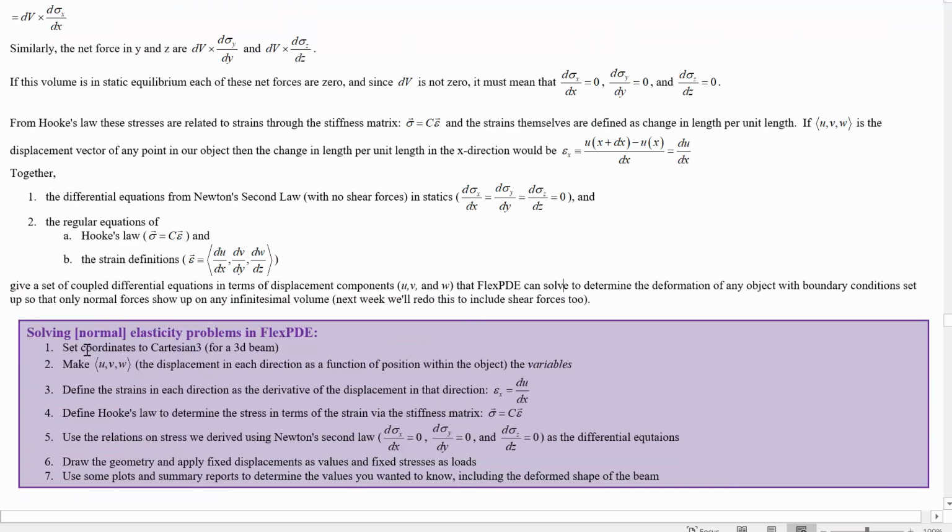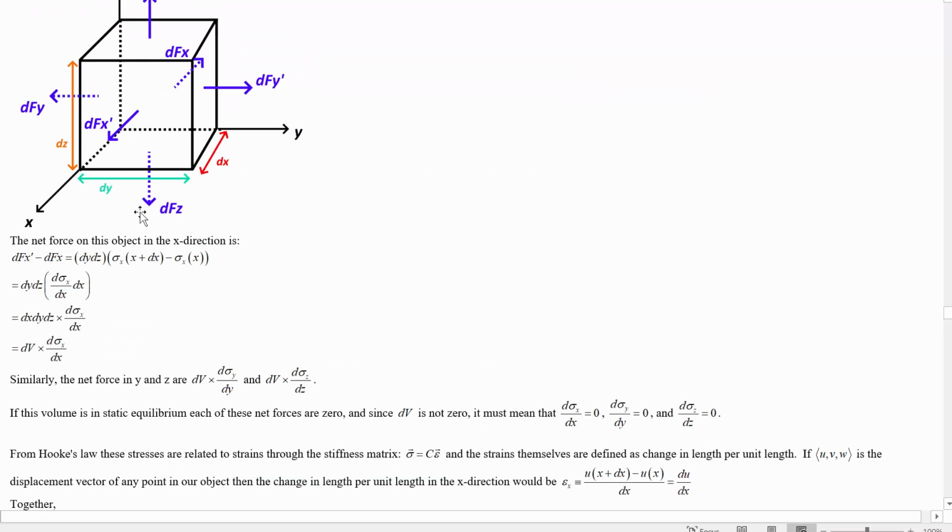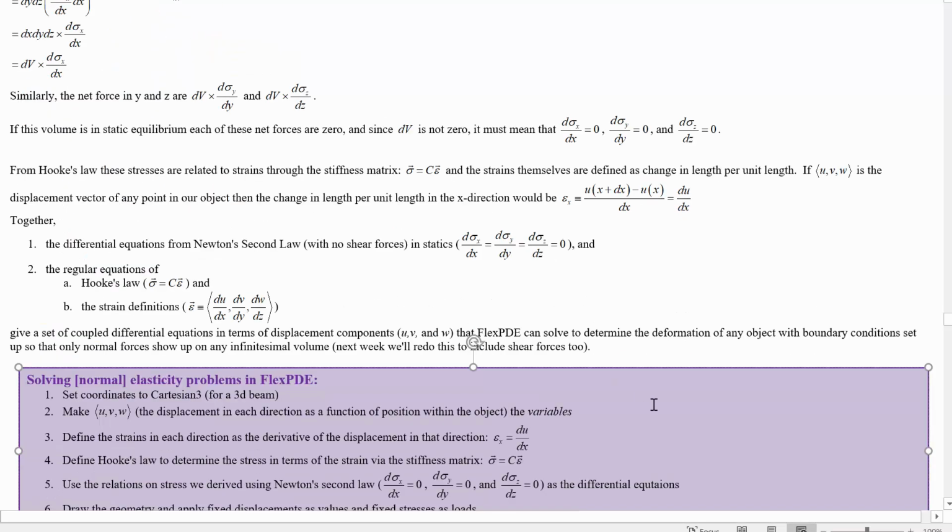So here's how we're going to do that in FlexPDE. Set up coordinates to be Cartesian 3 for a 3D beam, and then make these displacements of each point on the object the variables that we're solving for. Then define the strains in each direction as the derivatives of the displacement in those directions. Then define Hooke's law to relate the strains to stress, and then put in our differential equation in terms of stress, based on Newton's second law, that the slopes of the stress have to be 0 as long as we only have normal stresses on this thing.